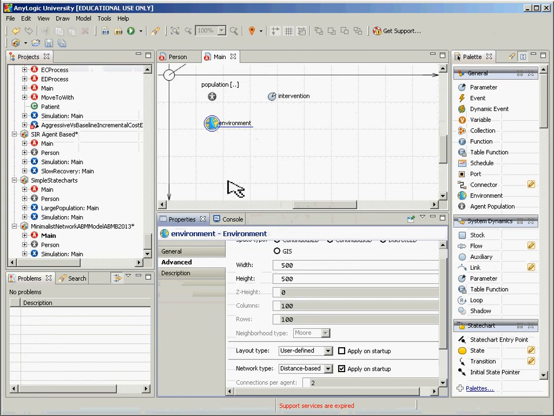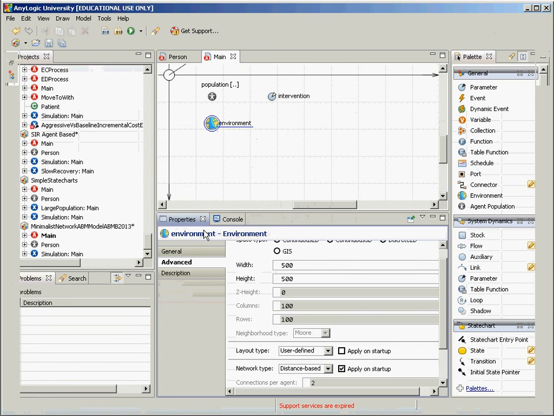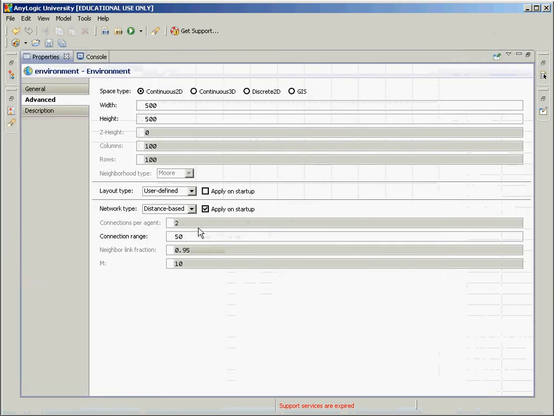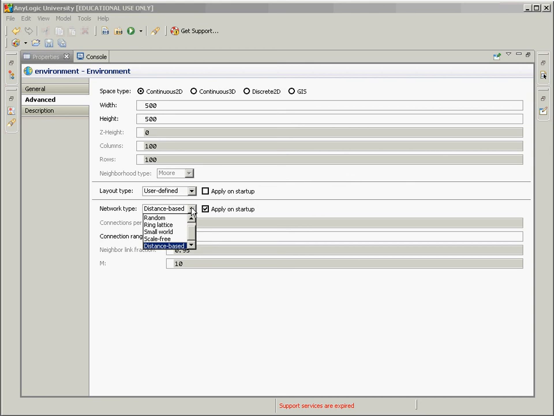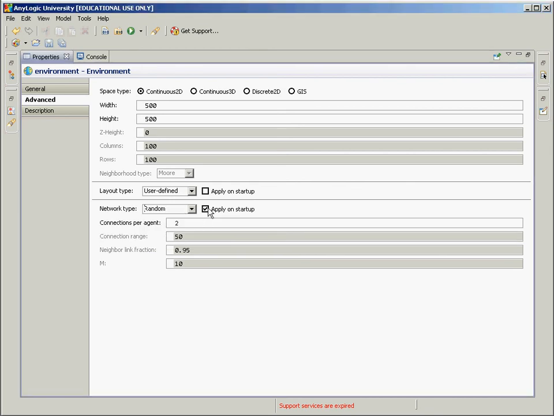I like to teach life skills to my students. So here's a depiction. You double click on it, it becomes full screen, so you can see it in its fullness. And so you go to distance based and you have connection range, for example, 50. You go to a random network and you have connections per agent of that. You go to a ring lattice network and you also have connections per agent. And you go to a small world network and you have some combination.